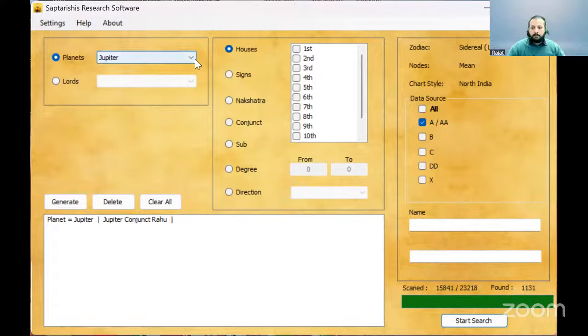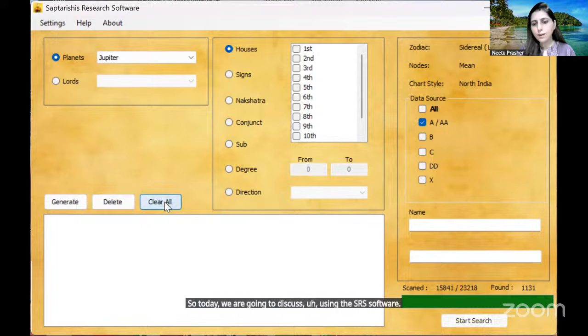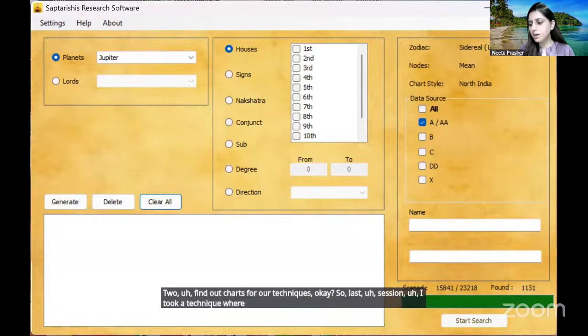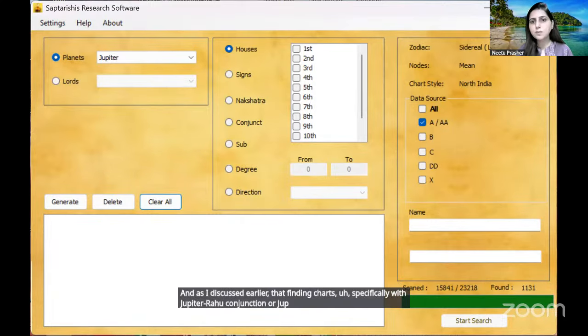Okay, all right. So, good evening, everyone. Thank you, Sunil sir, for the opportunity. So, today we are going to discuss using the SRS software to find out charts for our techniques. Last session, I took a technique where we learned about Jupiter Rahu conjunction and how it impacts the relative of the native in the 13th year. That was our technique. And as I discussed earlier, finding charts specifically with Jupiter Rahu conjunction or Jupiter Rahu aspect sometimes becomes a little difficult.